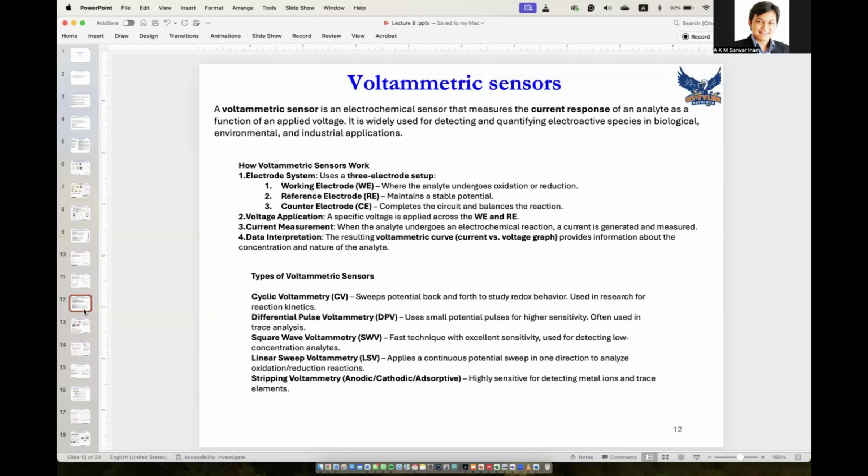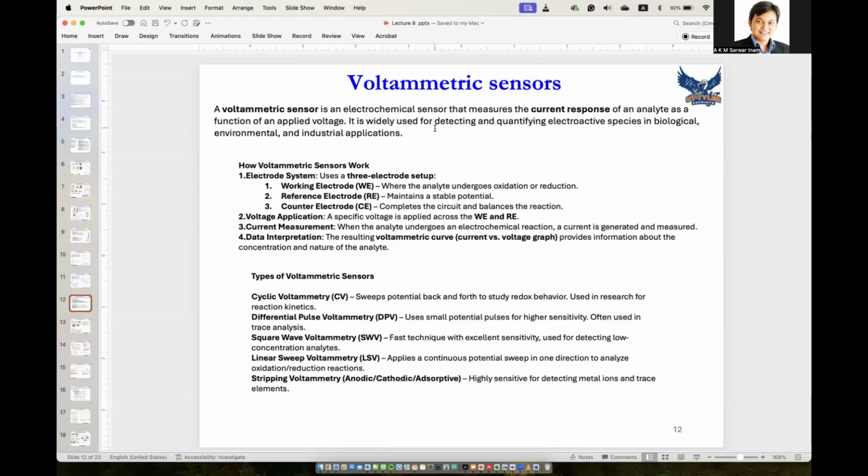And now we will talk about the voltammetric sensor. That is the most commonly used one. So the voltammetric sensor is an electrochemical sensor that measures the current responses of an analyte as a function of an applied voltage. So we will apply voltage and we will measure the current, but we will also sweep the voltage. We will fix a range from this to this of an applied voltage, and then in that voltage range, we will try to measure the current.